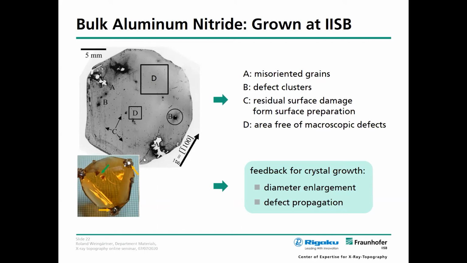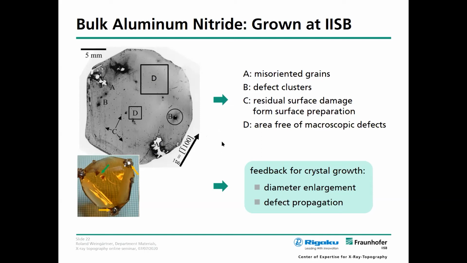You can actually see it's a nice example in the sense that you see all kinds of defects, for instance, misoriented grains. This is also very important because for growth reasons, you have to fix the crystal somehow, and this is exactly where these grains form. That's unavoidable somehow, but it's important where they are, how they evolve, and how they, let's say, limit our diameter enlargement, for instance. So it is very important to have feedback for the crystal growers.